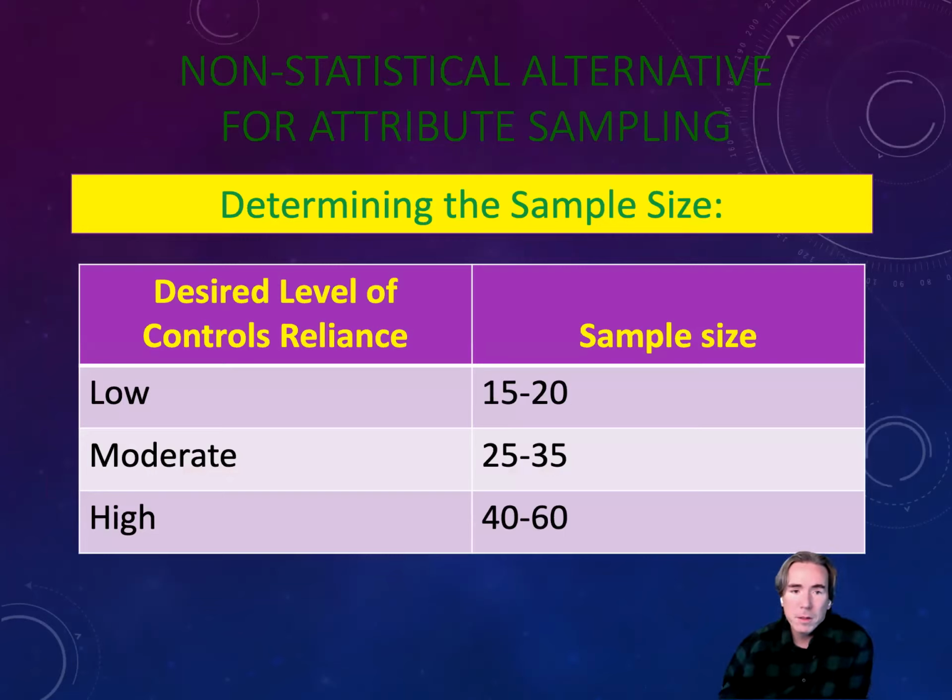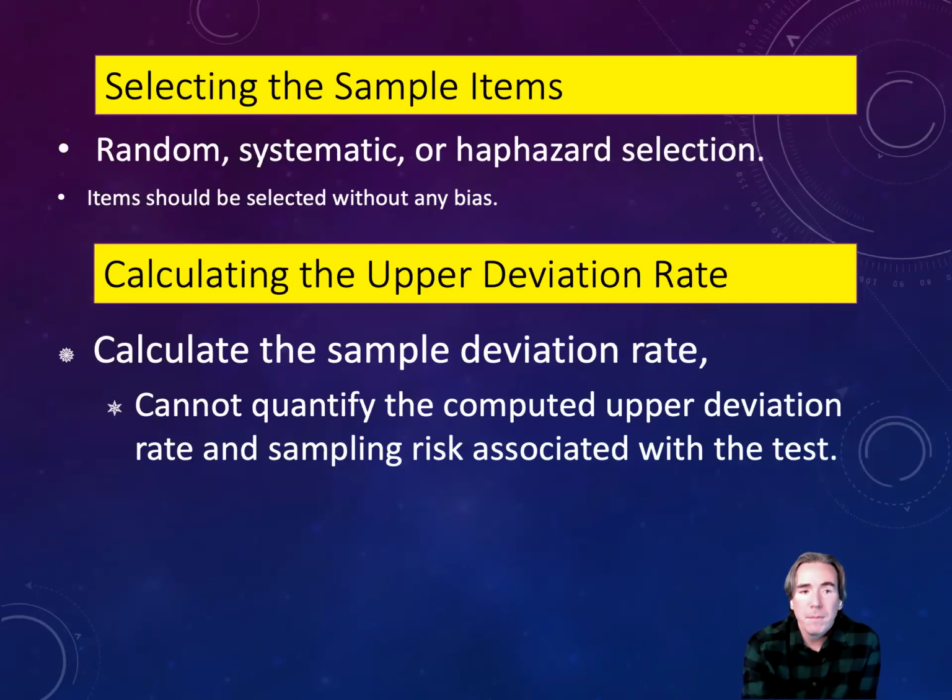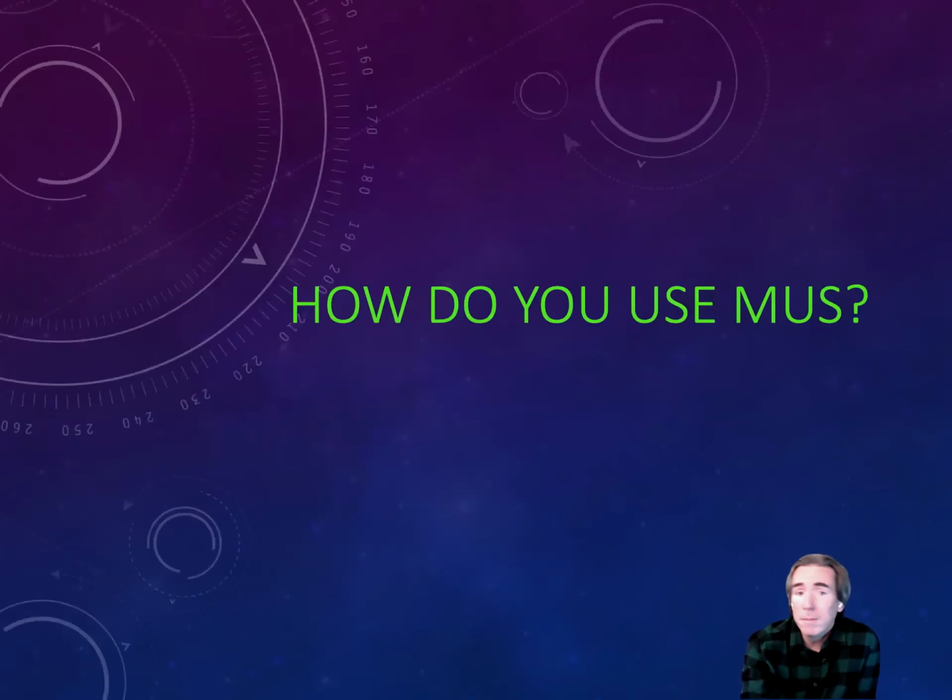Now, if we were doing this with non-statistical sampling, we'd look at the rules of thumb. Again, these are rules of thumb. You could do whatever you want because it's judgmental. We would use whatever method we wanted, as long as we didn't do it in a biased way. We calculate the sample deviation rate, and then we'd say whether we think that's high enough to warrant a problem.